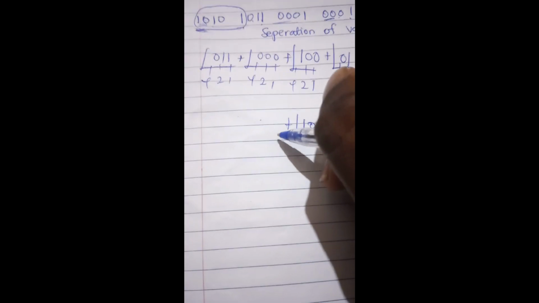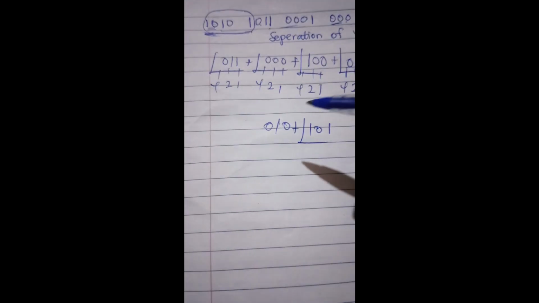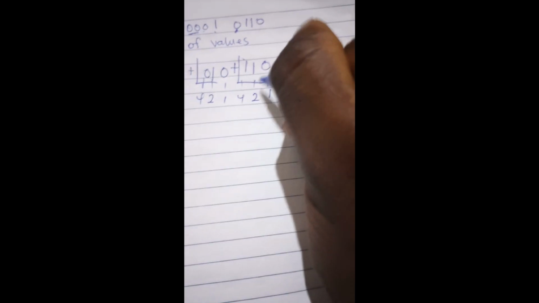1, 0, 1, 0. We are left with only 0 and 1. So 0, 1. Let's add another 0 to it so that it will be 3 values. You cannot add 1 to it; you have to just add 0 to it, because there's no 1 there. We add 0 to it so that it will be 3 values. Then let's work with it.